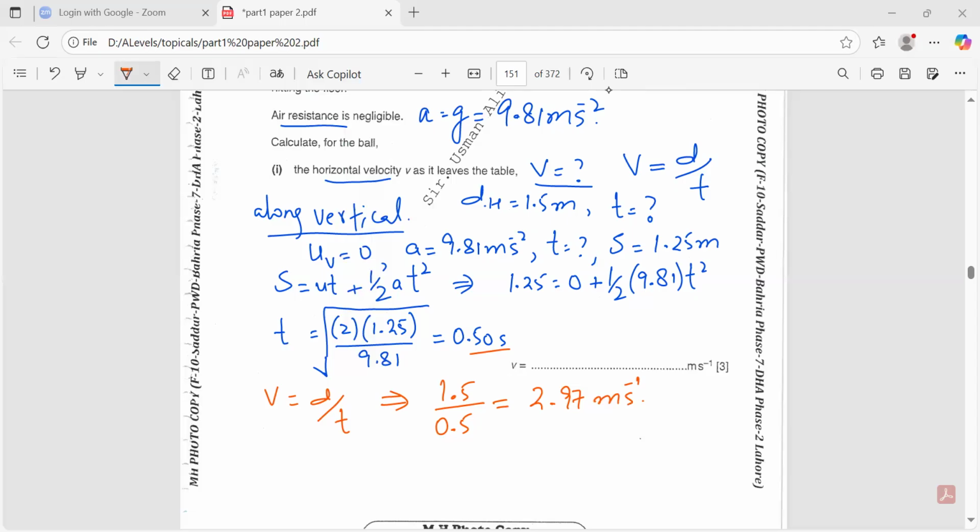Yes, student, is this question understandable? Shall I move on? Sir, when acceleration is zero and speed is constant? Yes, when acceleration is zero and speed is constant, we use the formula speed is equal to distance over time.